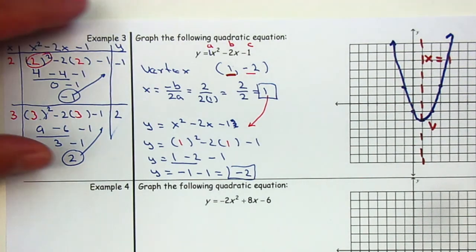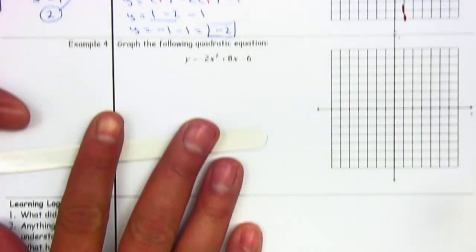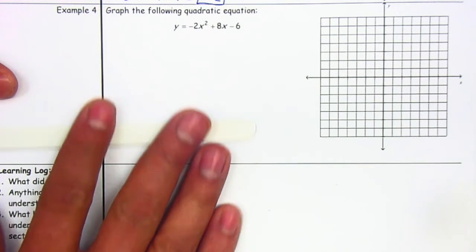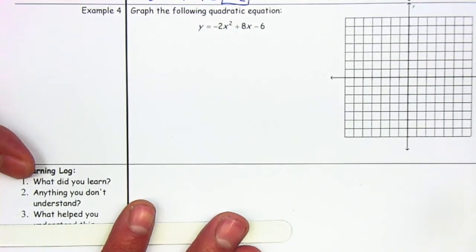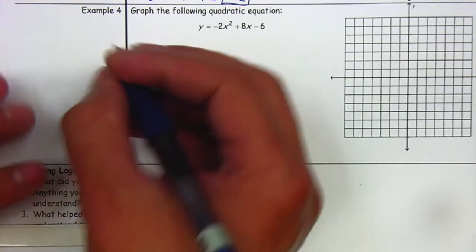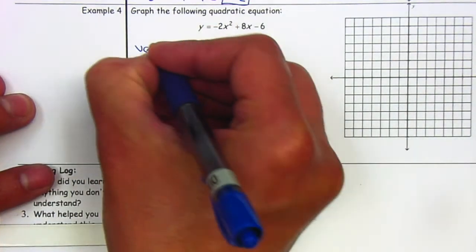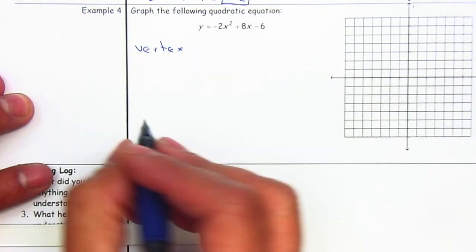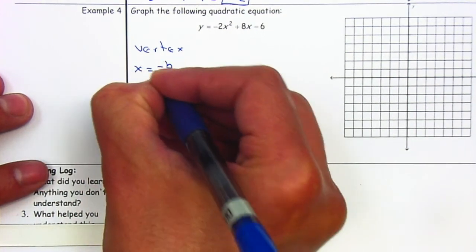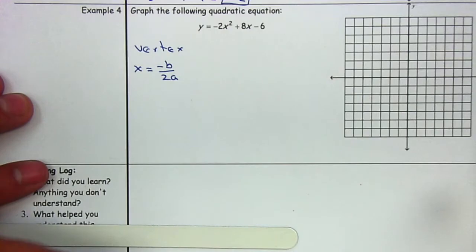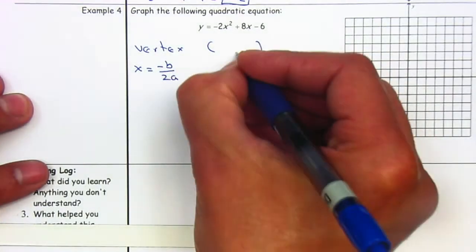Example number 4. Last example. If you notice, this is in standard form. So first thing, we have to find a vertex, but the vertex is not given by h and k. So we have to use the formula, negative b over 2a. That's going to give us a vertex.